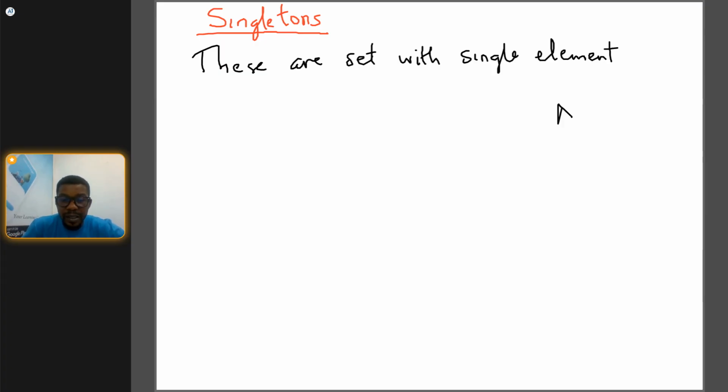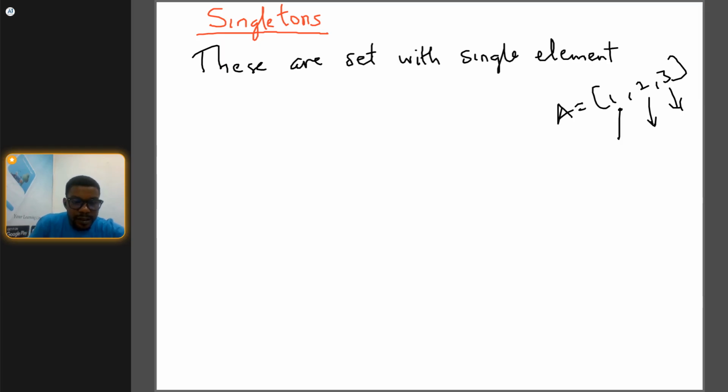If I have set A equals 1, 2, 3, 1 is an element, 2 is an element, 3 is an element. So each member in a given set is said to be an element. Each member in a given set is called an element. So a set that has only a single element, that is just one element, is called a singleton set.